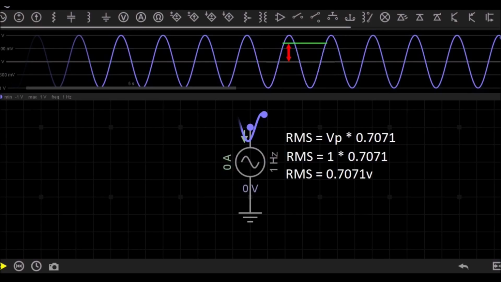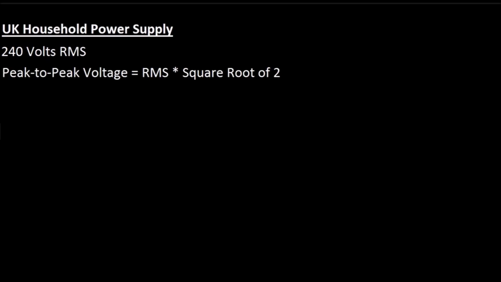Let's look at another example. In the UK, the household power supply is 240 volts RMS. To find the peak-to-peak voltage of this, we multiply the RMS value by the square root of 2. So to find the peak-to-peak value, we multiply 240 by the square root of 2. The square root of 2 is 1.414. So 240 multiplied by 1.414 equals 339.36 volts peak to peak.